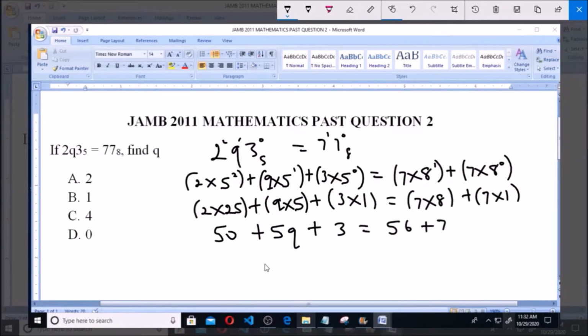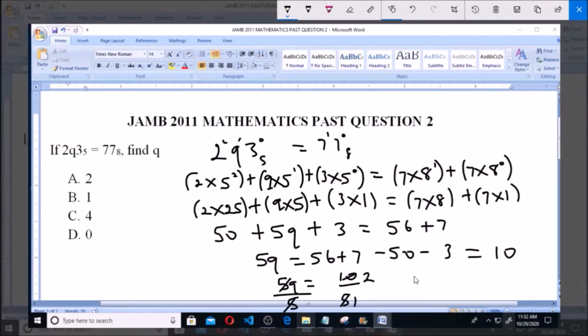So from here we'll have that 5q is equal to 56 plus 7 minus 50 minus 3, which is equal to 10. So 5q is equal to 10, and we divide both sides by the coefficient of q, which is 5. 5 into 5 is 1, and 5 into 10 is 2. Therefore q is equal to 2.